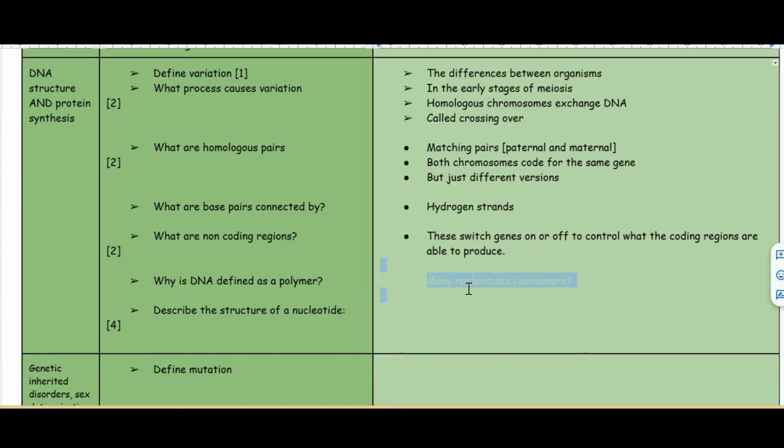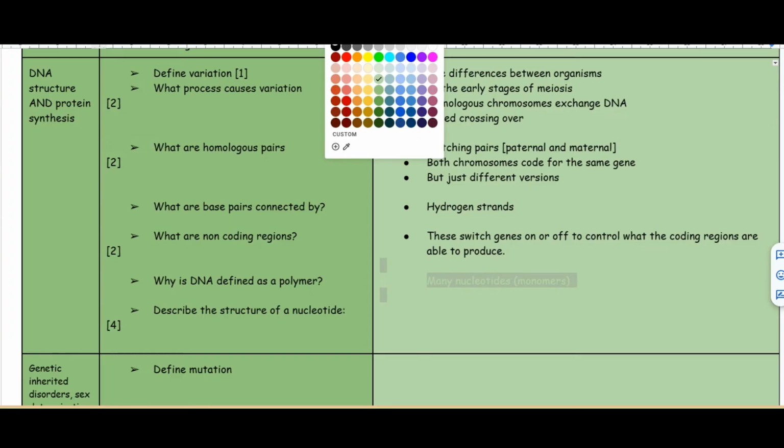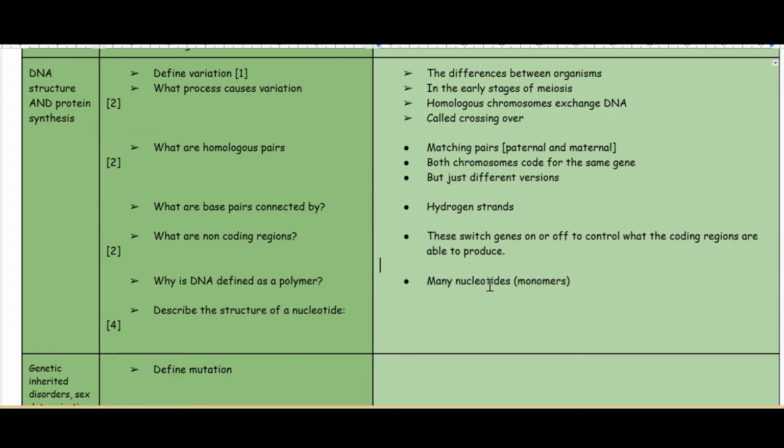The next question, why is DNA defined as a polymer? This requires you to talk about your knowledge of what a polymer is, and quite simply you can just say it contains many nucleotides, and these nucleotides act as monomers, and multiple monomers bonded together act as a polymer.